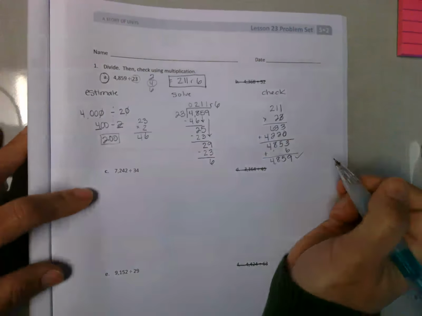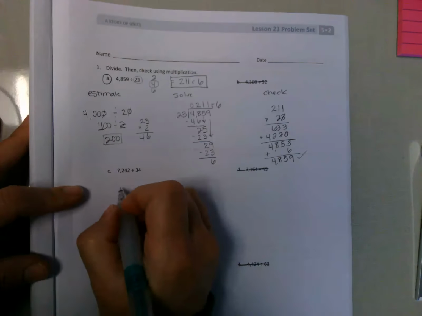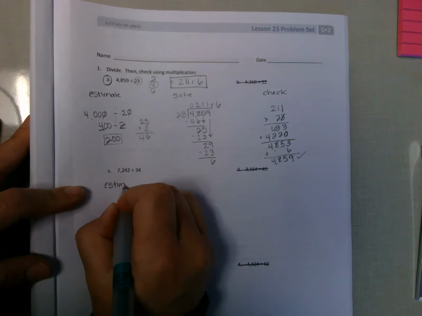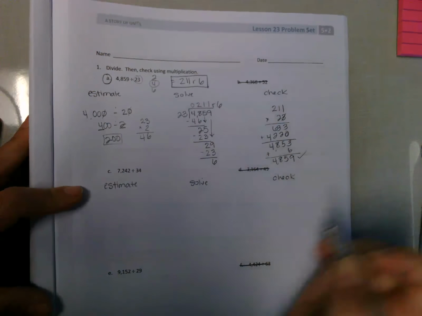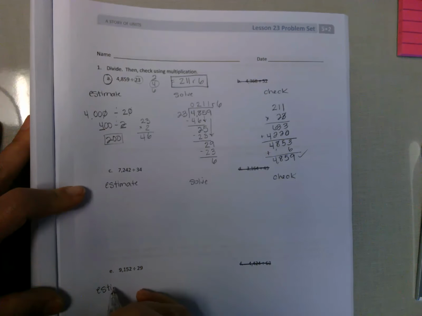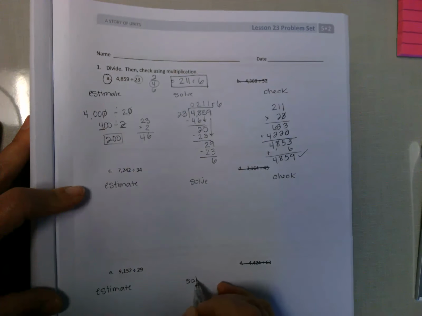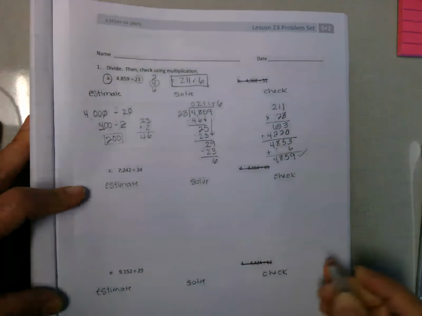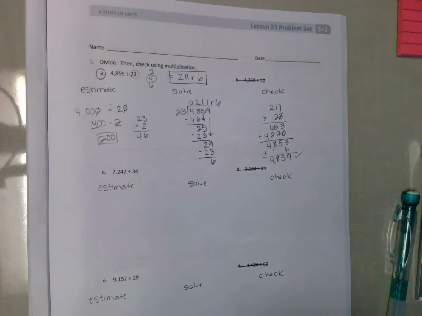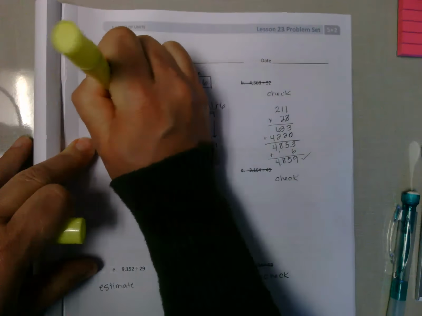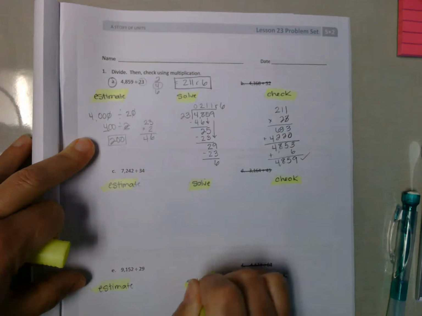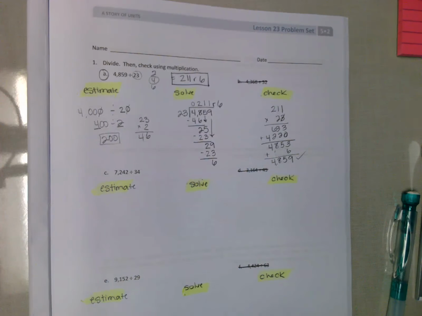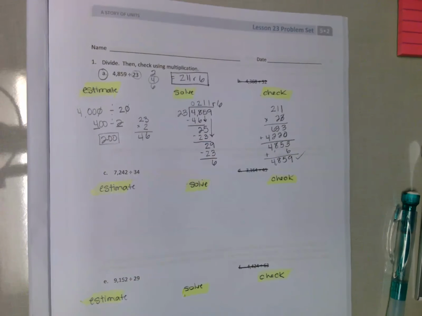Okay, so I want you to do C and E just like I did. You're going to estimate, solve, and check. You can set these up really quick. Estimate, solve, and check. I'm going to go ahead and just highlight those so that they stand out nice and clear, so that you know that there's those 3 steps I want you to focus on. Remember, we have lesson 19 notes to look back on and lesson 22 from yesterday to look back on if you need additional help.